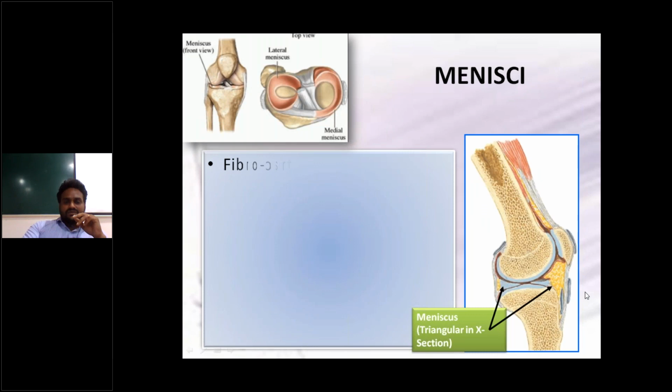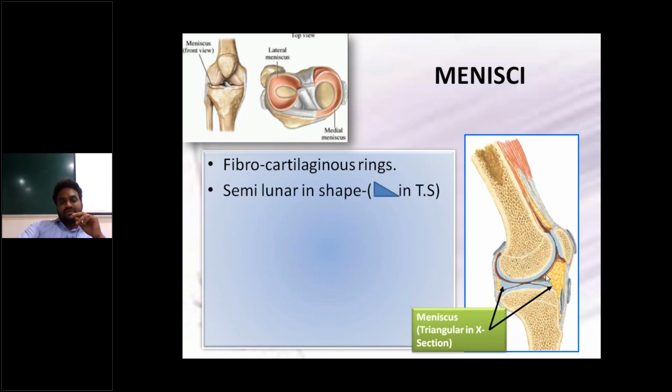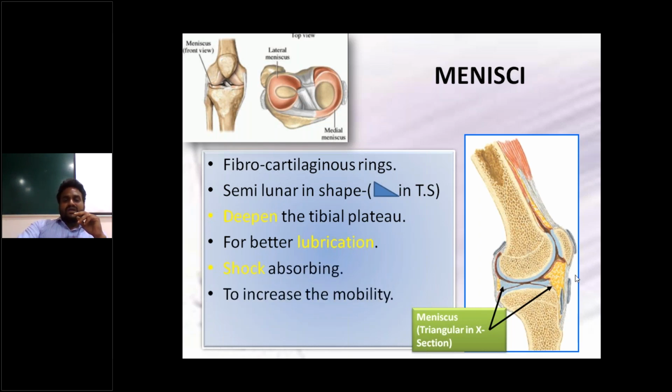And also we have seen the menisci. So these are the functions of the menisci. They are fibrocartilaginous rings, semilunar in shape, that deepen the tibial plateau, and provide better lubrication, shock absorption, increase mobility, and act as a sensory organ. So mainly 4 functions: deepen the articular surfaces, lubrication, shock absorber, and sensory organ. These are the functions of the menisci.